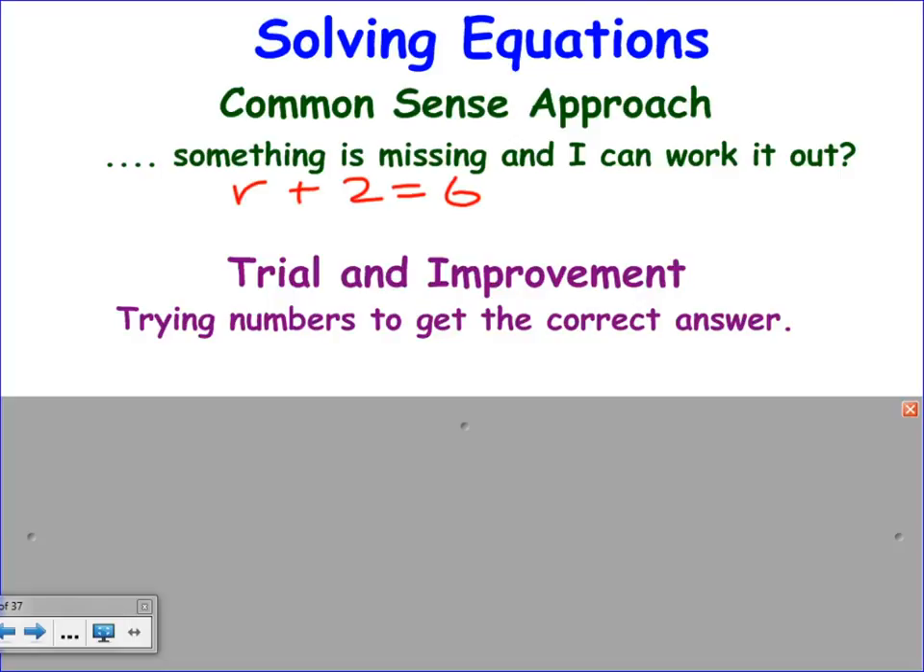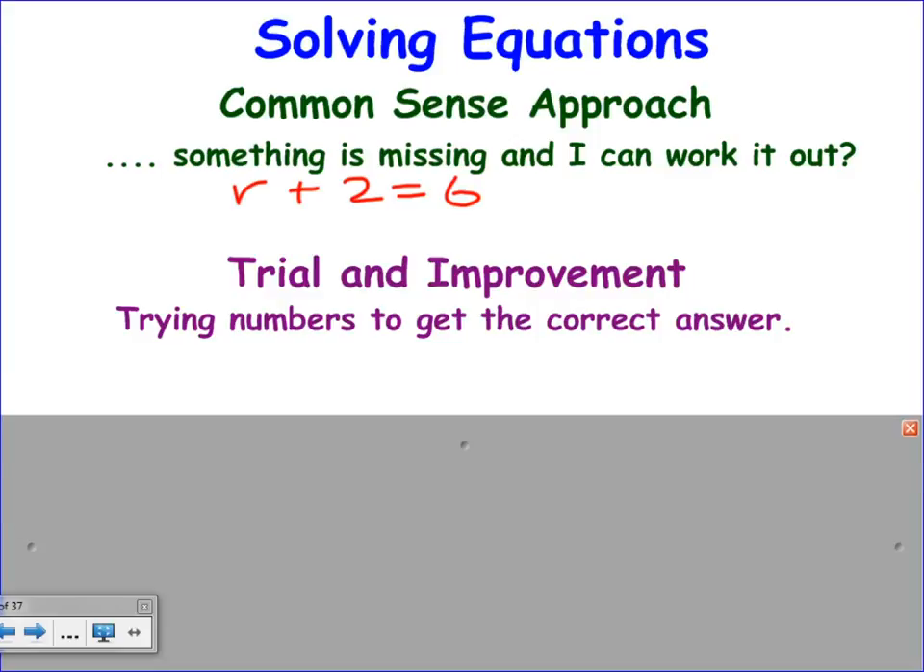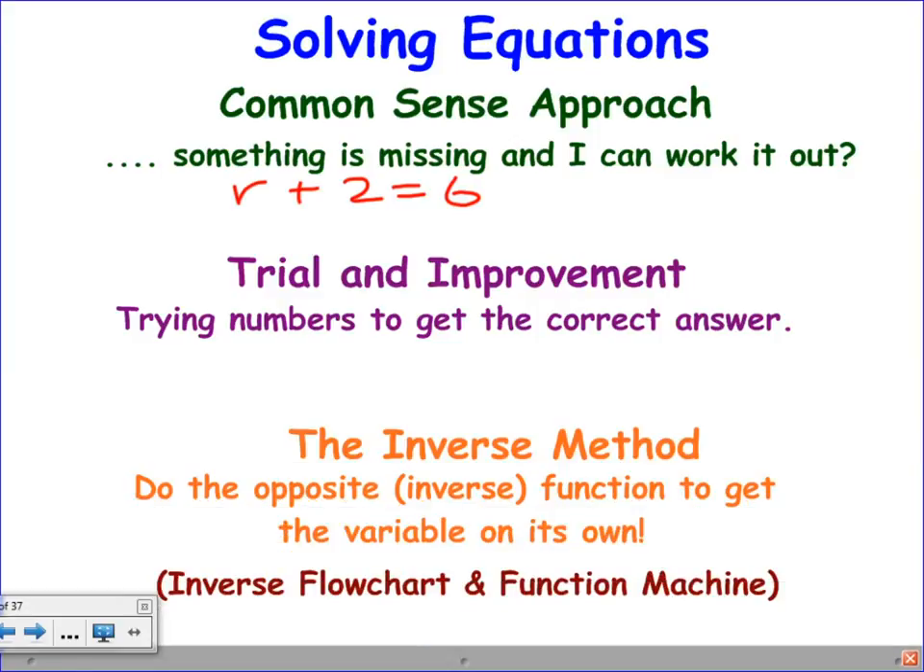Trial and improvement. I'm going to show you a trial and improvement method for Unit 2. So I'll show you a trial and improvement method that they possibly could give you in Unit 2. I don't know, because they've never given one. Okay? And then finally, there's the correct method for solving problems in algebra, and it's called the inverse method.